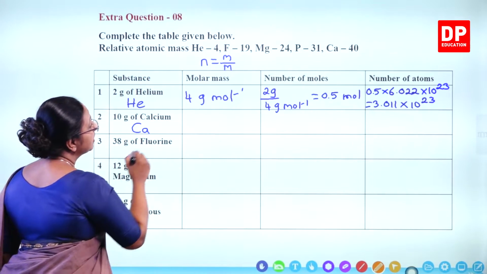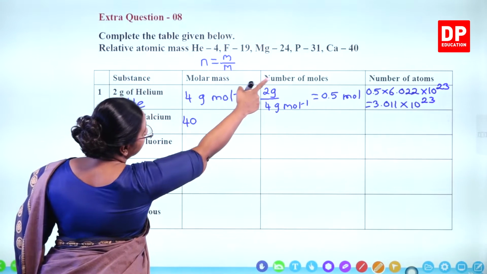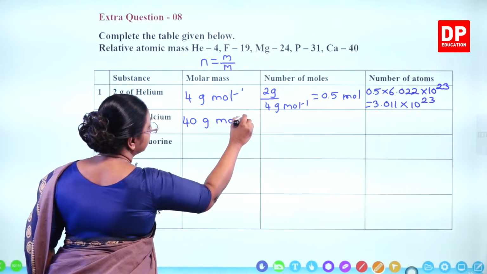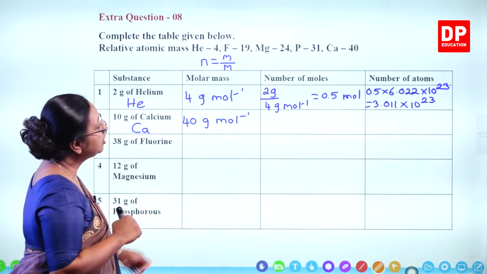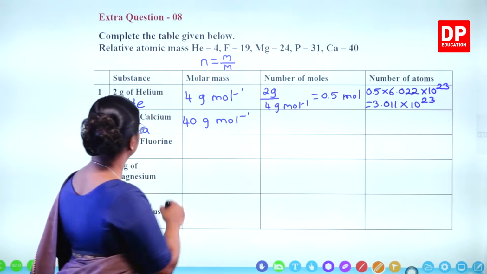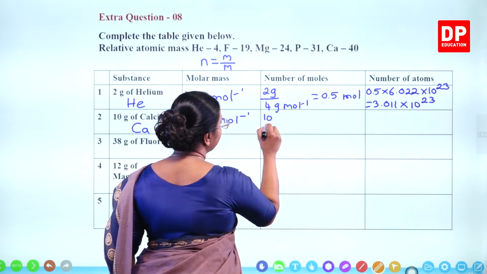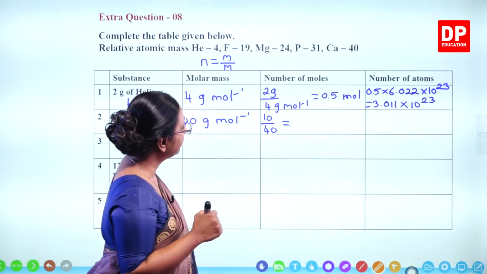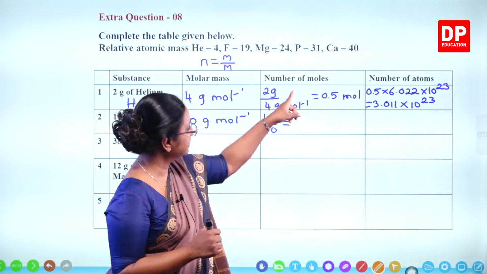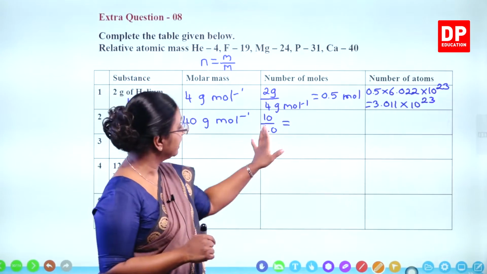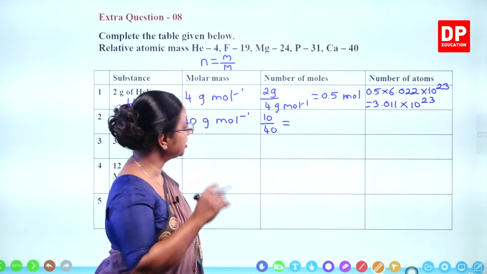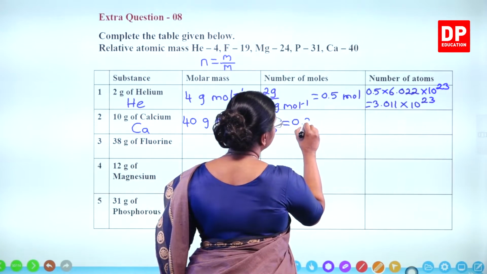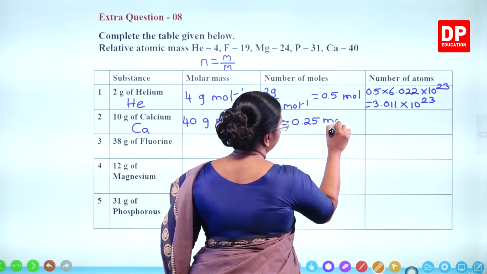What is the molar mass? 40. Why? You can see calcium is 40 grams per mole. Then what do we need to do? We need to find the number of moles. 10 grams. 10 divided by 40. I'm not going to substitute with the units here due to the space, and since I have already done it here, I'm going to do only the calculation and write the final unit. 10 divided by 40, 0.25 moles.